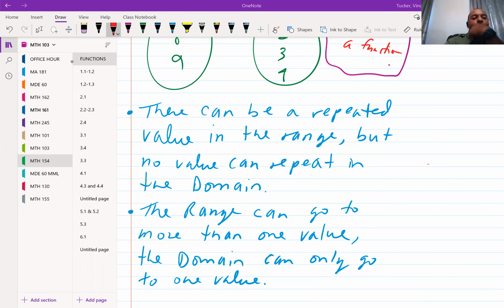All right, and by still copying, can I go to the next page? All right.